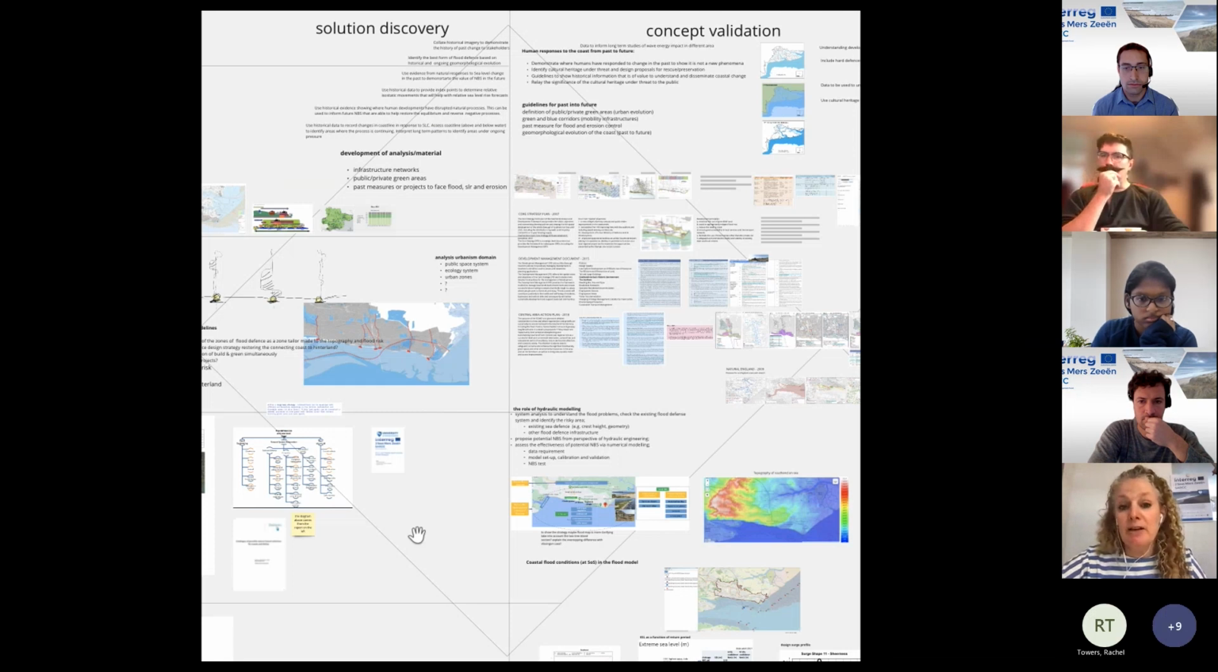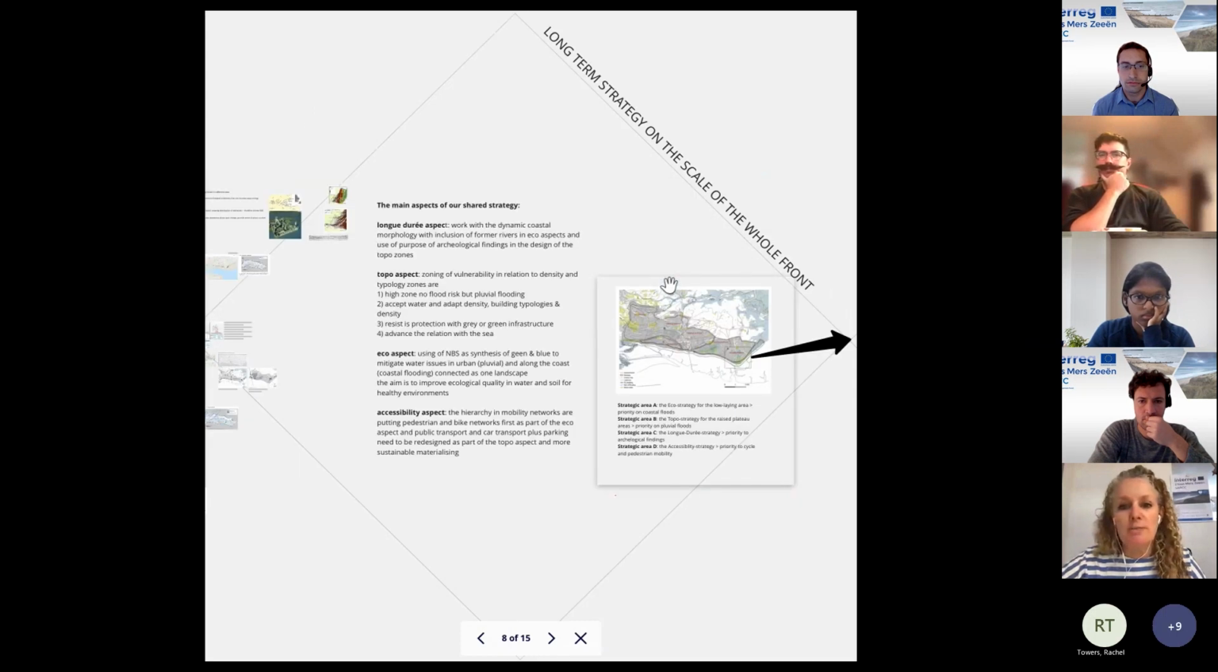And then, looking at solution directions, we basically merged this into one concept that was then directly translated into the long-term strategy on the scale of the whole front of Southend-on-Sea. And in this, I think it's important that you can really also connect opportunities. So we're not just solving a problem, we're looking for opportunities.